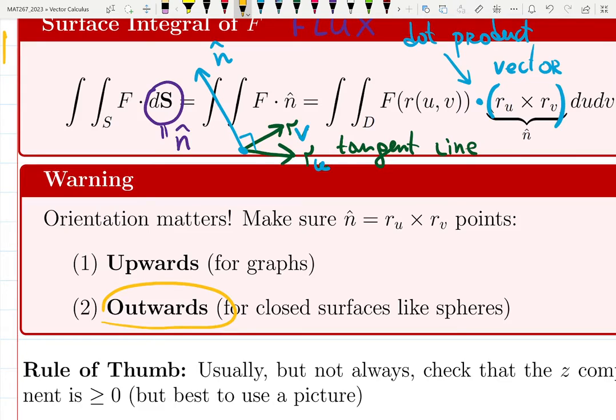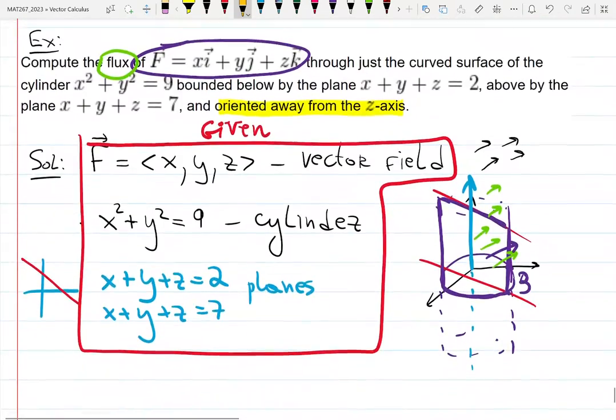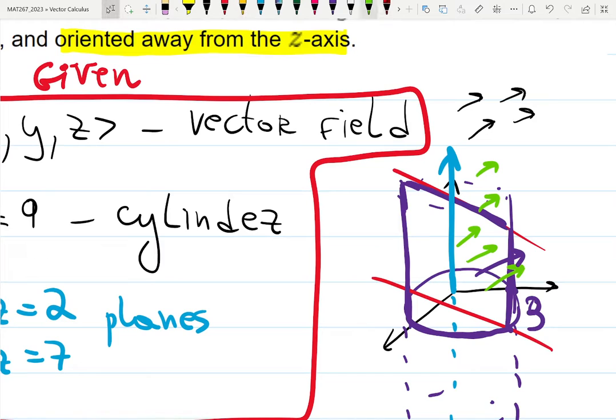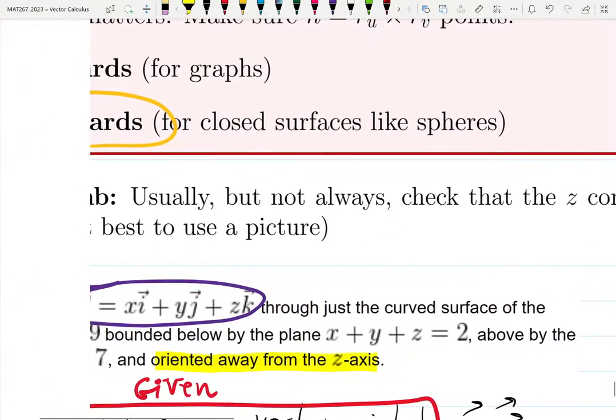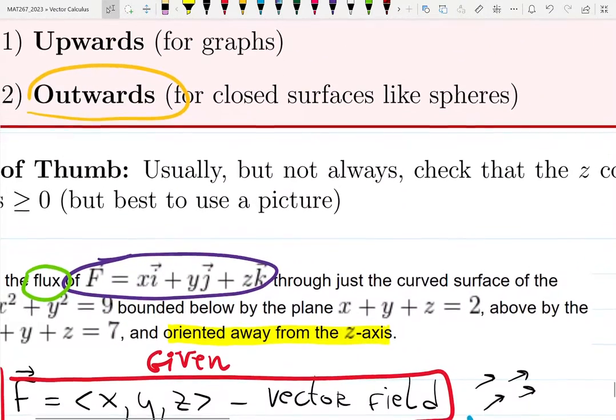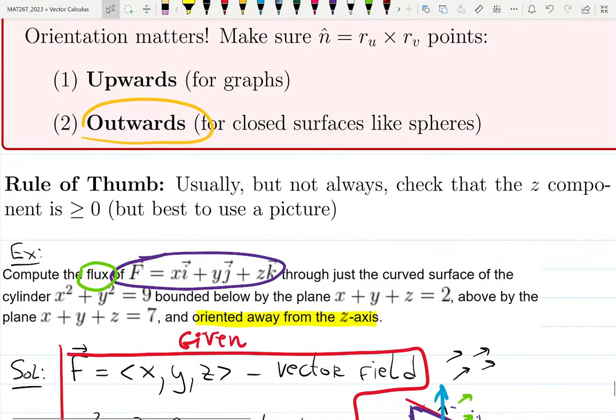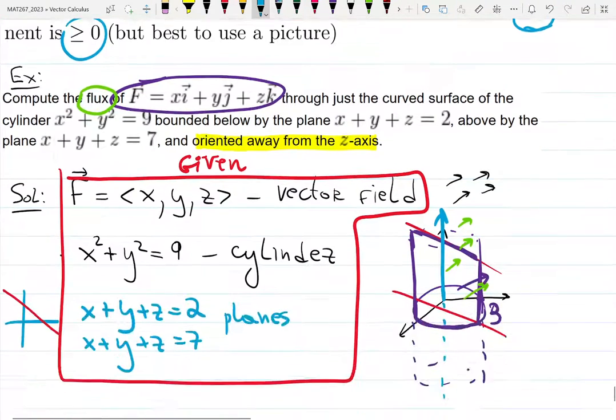If they ask you to find in the same example how much flux is going in, say it's the gravitational force going in, or say it's an electromagnetic field going inside, what will you do? You just change the sign of n, because we learned before that to change the direction means change the sign. So how to find out if it's going out or in? Rule of thumb, it's not always working, but a rule of thumb says check the z component. Should be positive.